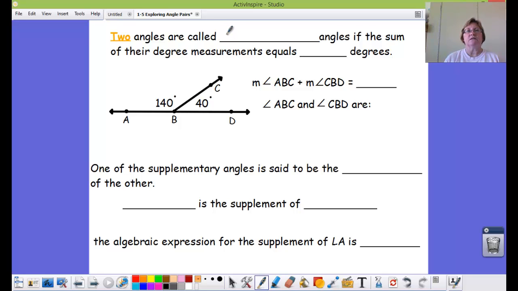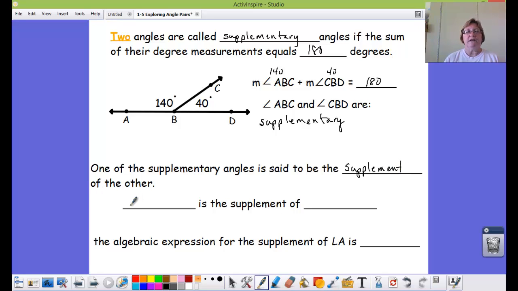Likewise, two angles are called supplementary if the sum of their measures is 180 degrees. The two angles pictured, ABC and CBD, are supplementary since when you add together 140 and 40, you get 180. Therefore, those angles are supplementary. So complementary means 90, supplementary means 180. And again, with the language, one of those angle pairs is the supplement of the other.